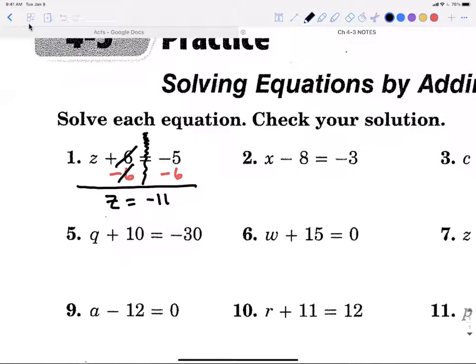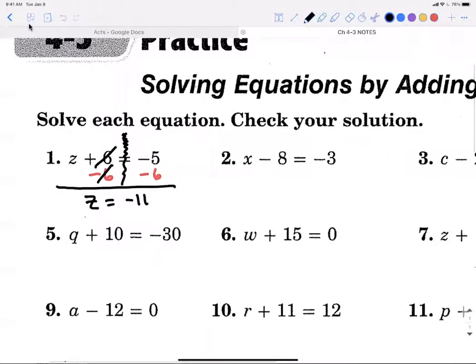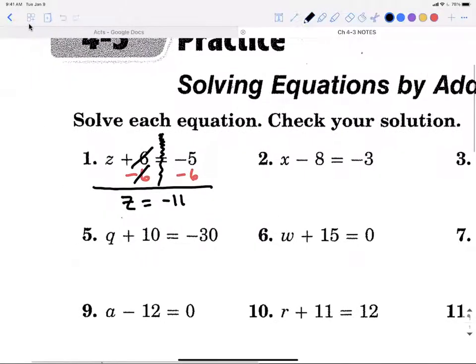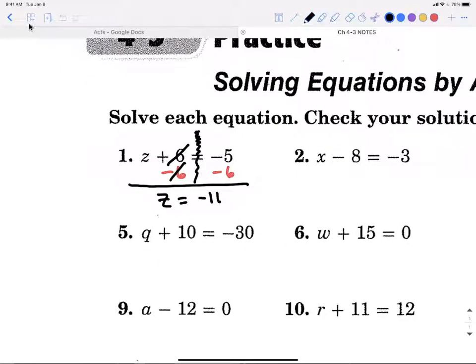Now notice in the instructions, and you will have to do this on your homework, it says solve each equation, and then it says check your solution. The way we check our solution is we take our equation, and where there was a z, we're going to plug -11 in and see if it is actually true, if we did it right. In place of z, we put -11, and then the rest of the equation was +6 equals -5. We plugged in the value for z.